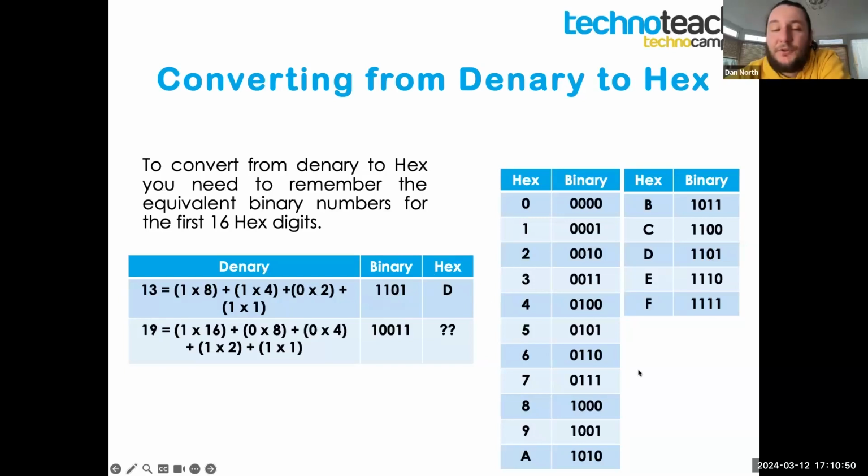And if you do this a lot, if you practice this a lot, these numbers become second nature. Counting up to 16 in binary isn't particularly hard once you've done it a lot. You just know that 1110 is 14. And so that makes that conversion very easy. Can anyone work out what 19 is in hexadecimal?